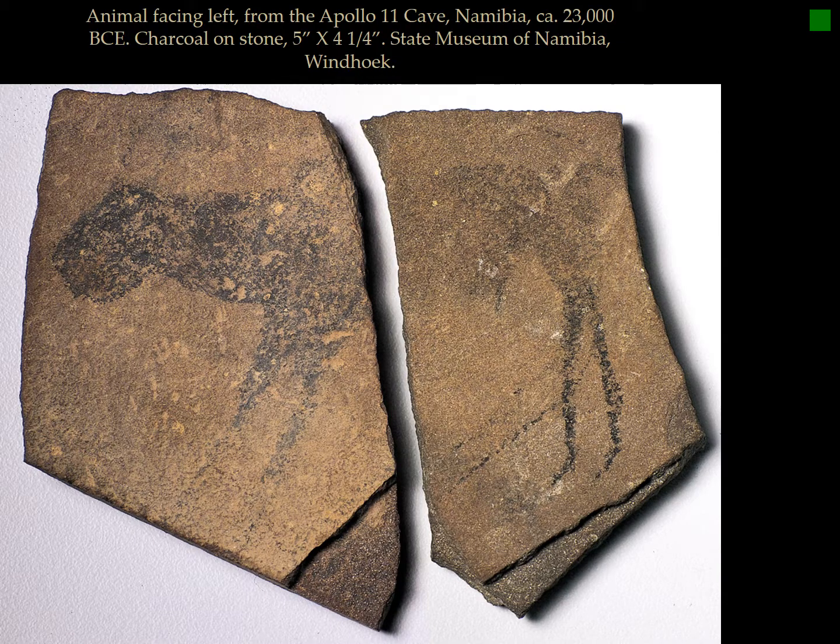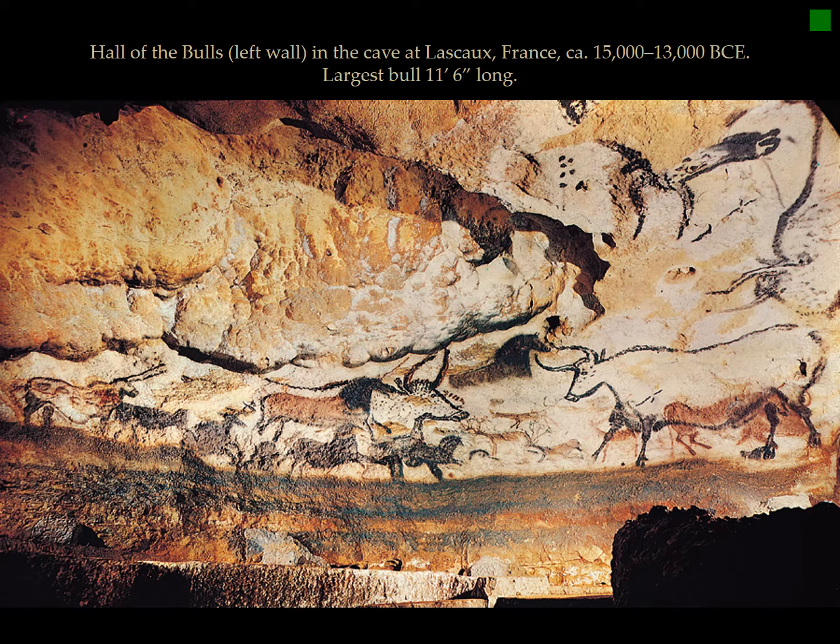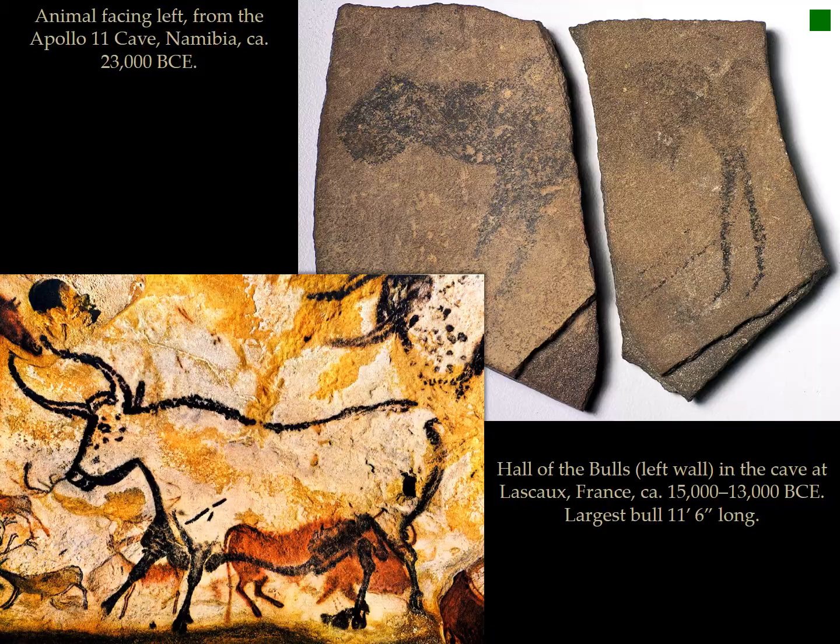These stone plaques are going to show the most dominant subject of early man, and that's animals in strict profile. So here we have an animal facing left from the Apollo 11 cave in Namibia from 23,000 BCE. And like later examples that would spread into Western Europe, we have a quadruped seen from the side. This would be carried on by the peoples that left the continent and would expand to massive murals such as those seen in Lascaux Cave or at Chauvet.